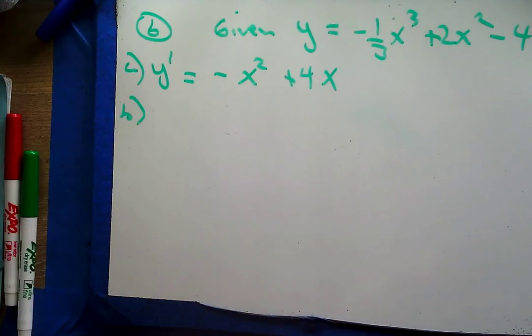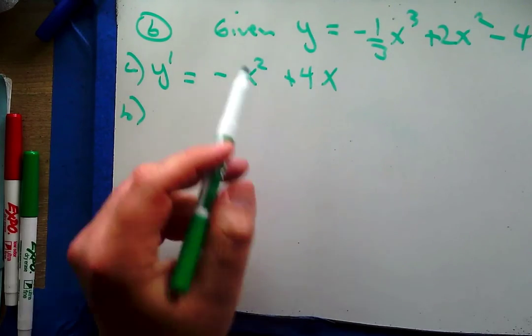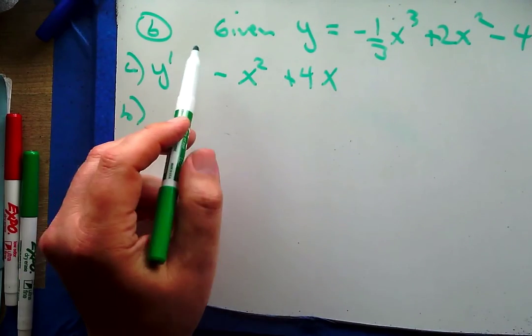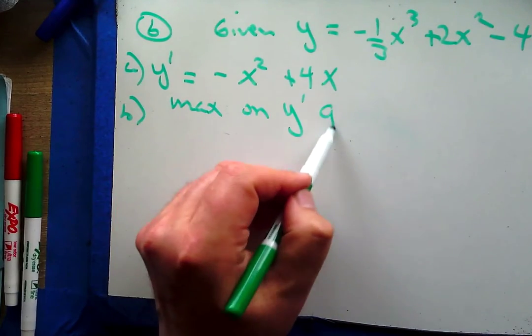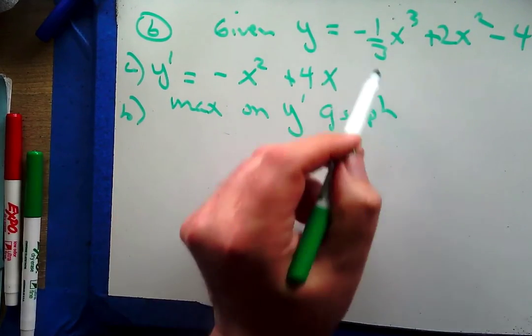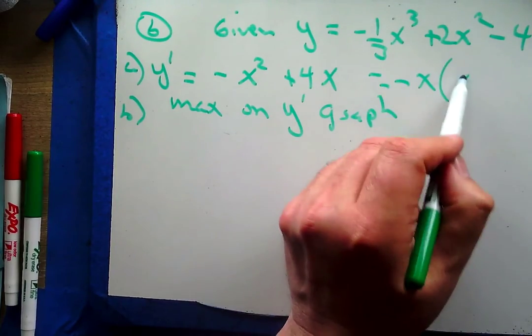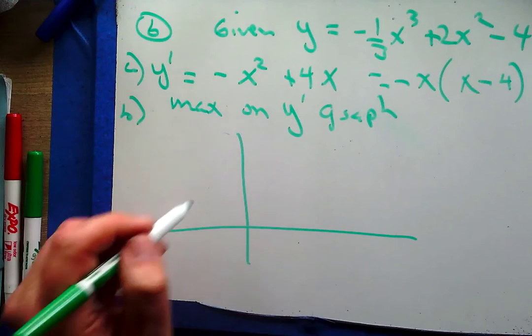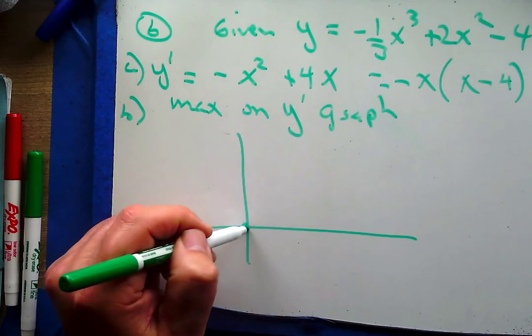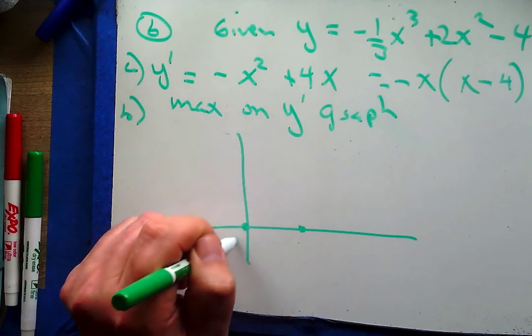What does part B say? The largest value of the slope. Well, the largest value of the slope will be a maximum on the y prime graph. Okay? If I factor out a -x, I have x minus 4. Okay? So here's my y prime graph. x equals 0, x equals 4.